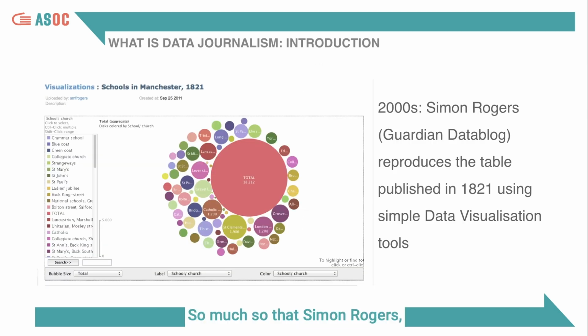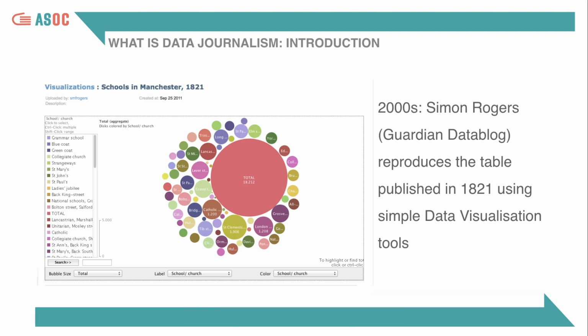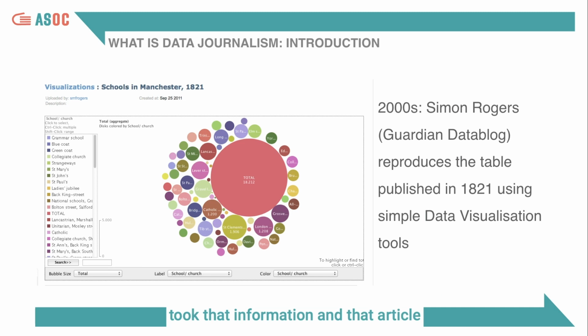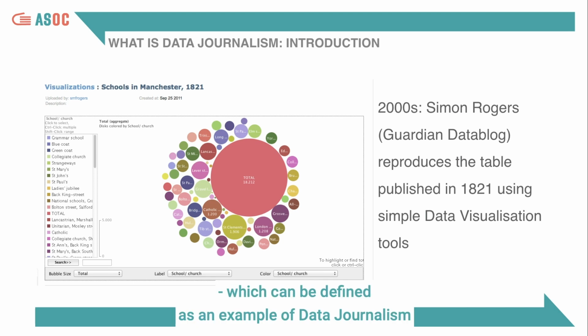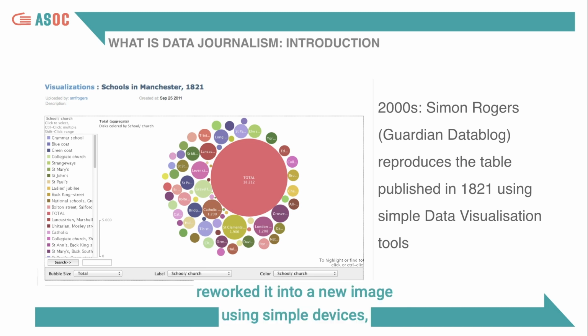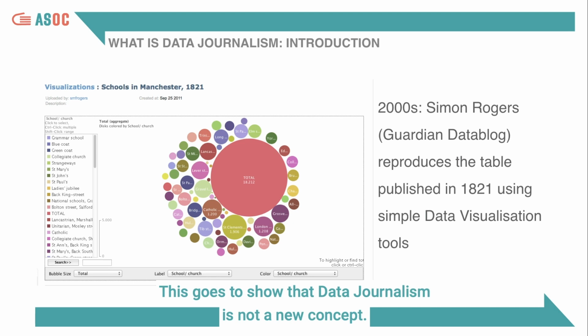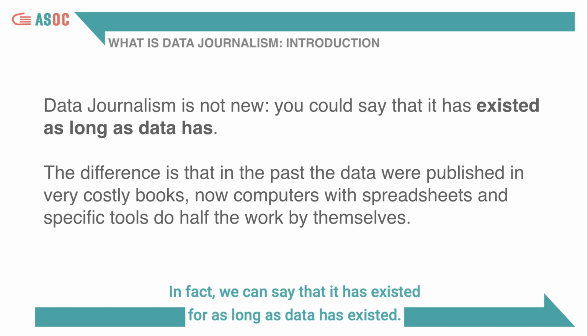So much so that Simon Rogers, who was then in charge of the data section of The Guardian, took that information and that article from the Guardian edition of 1821, which can be defined as an example of data journalism before the term was coined. He reworked it into an image using simple devices and provided the same information of 1821. This is to show that data journalism is not a new concept. In fact, we can say that it has existed for as long as data has existed.